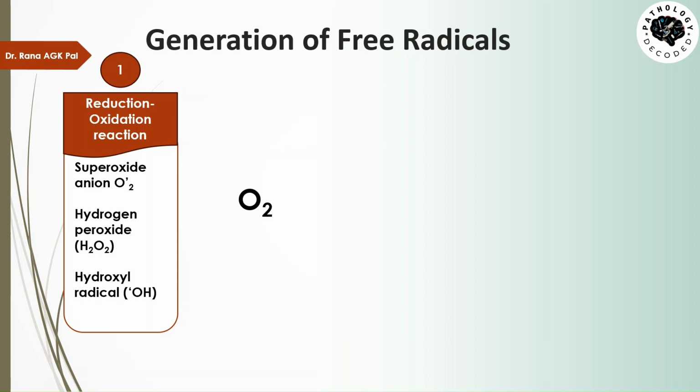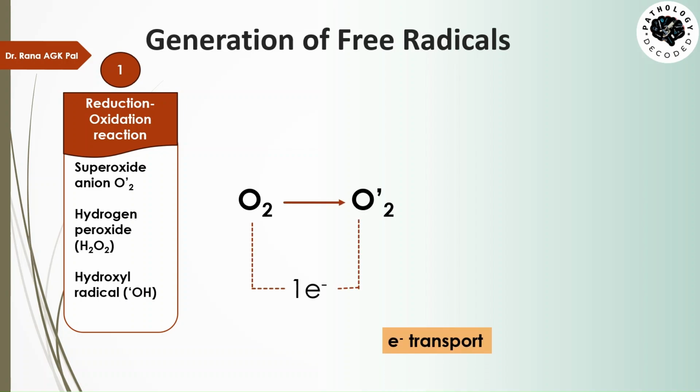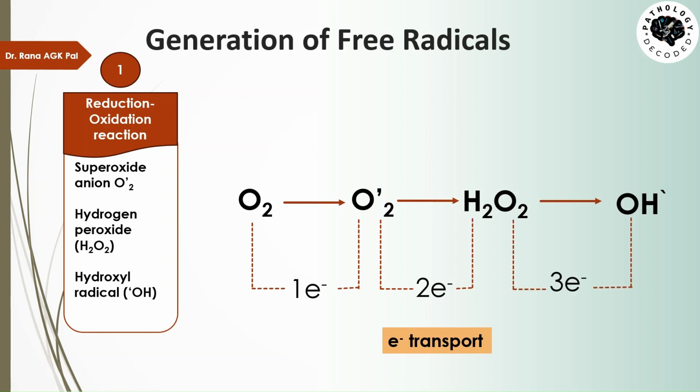So during this process, small amounts of partially reduced intermediates are produced. Now here, transfer of 1 electron makes a superoxide. Then transfer of 2 electrons forms hydrogen peroxide, and transfer of 3 electrons leads to formation of the hydroxyl ion. This occurs in the electron transport chain inside the mitochondria. These reactions also occur in the liver by xanthine oxidase and cytochrome P450 enzymes during the time of metabolism and detoxification.